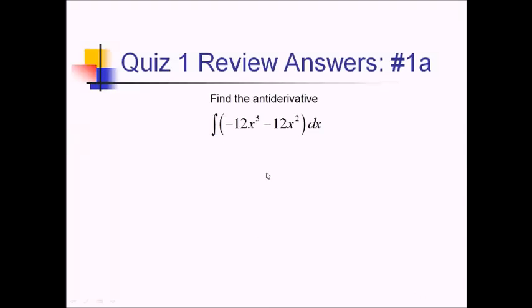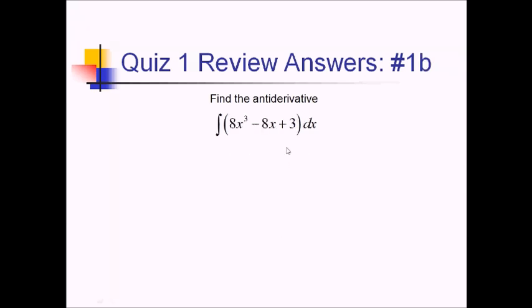To find the antiderivative of this polynomial, we're going to use the reverse power rule term by term. So for the first term, this exponent bumps up to a 6. Dividing by 6, we have negative 2x to the 6th. Then for this next one, this becomes an exponent of 3. Dividing by the new exponent 3, we have negative 4x to the 3rd. And don't forget the plus c.